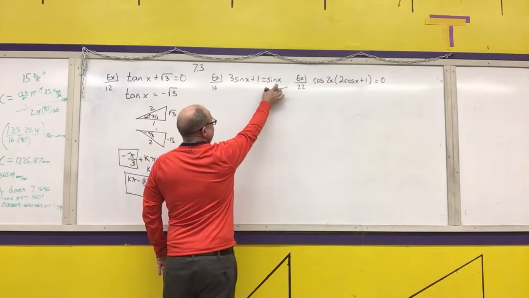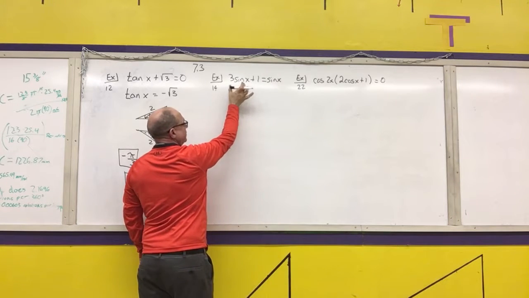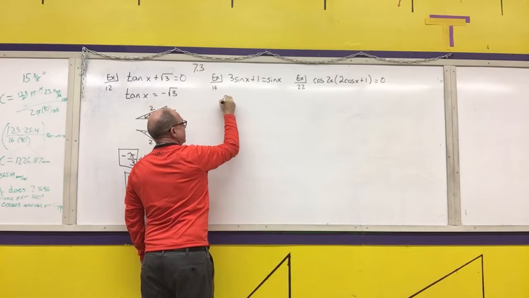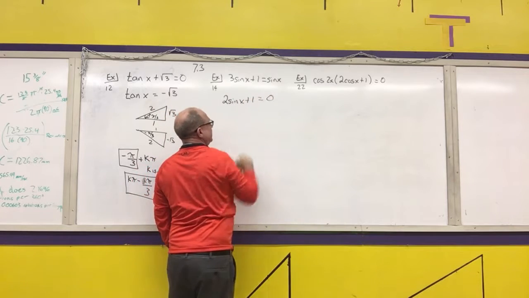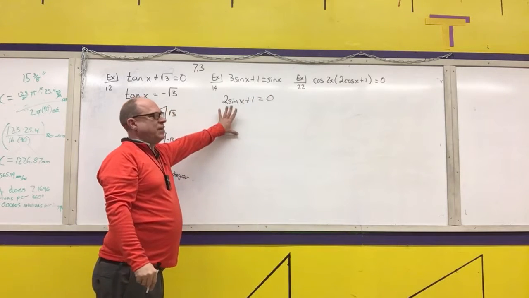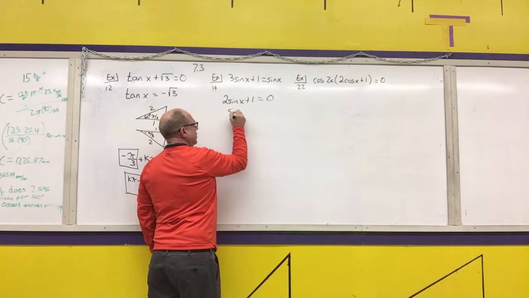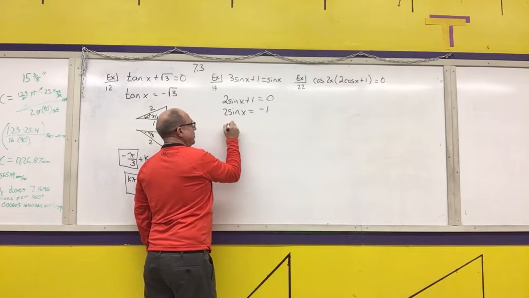First step is to get 0 on the right-hand side. So I'm going to subtract sine x from both sides. 3 sine x's minus 1 sine x is 2 sine x's. Once I've got 0, I'm going to solve for sine of x. I'm going to subtract 1. Divide by 2.